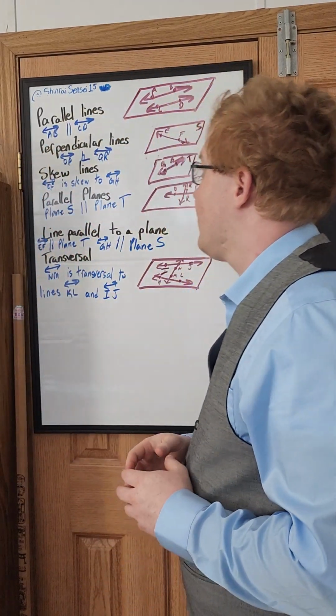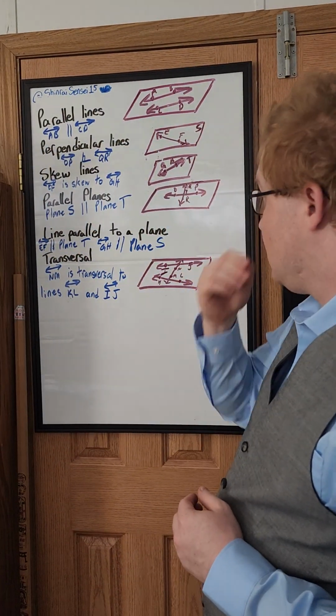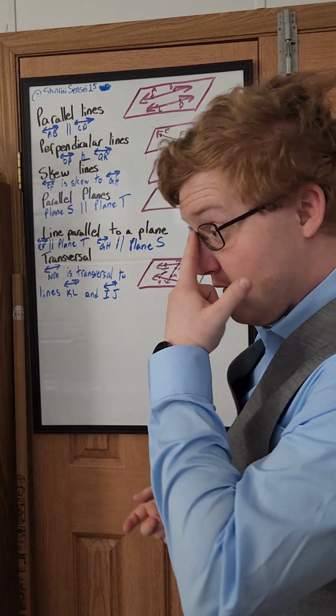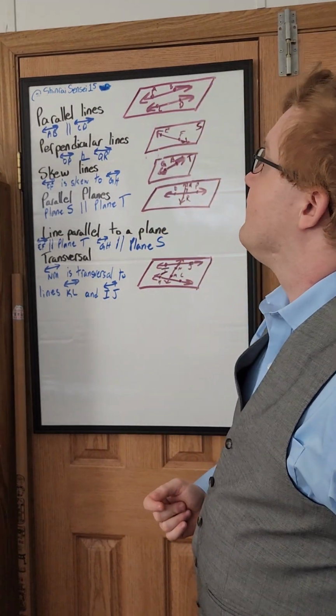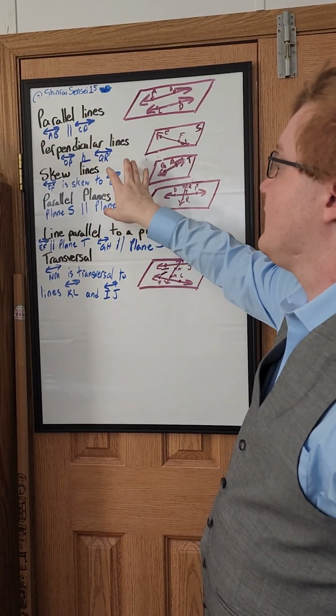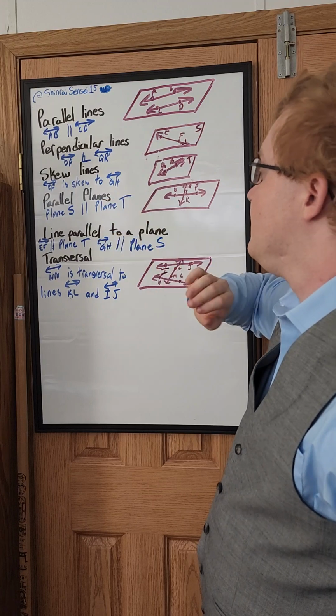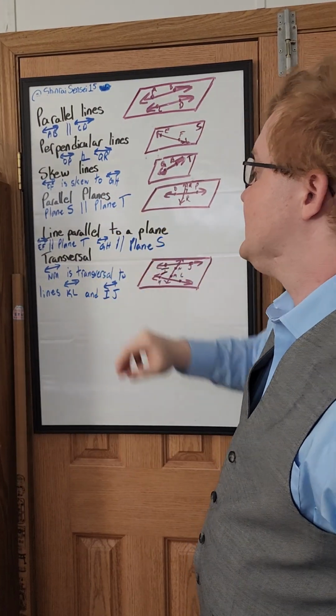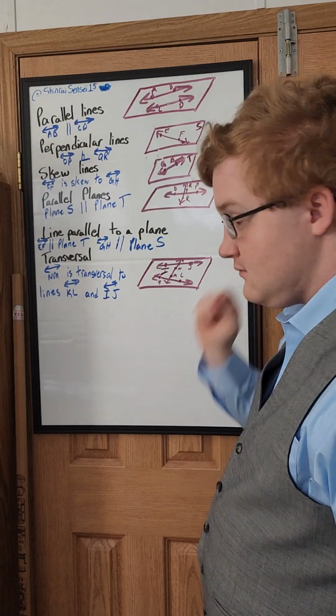And today we're going to be discussing a few different kinds of lines as well as planes and the relationships between lines and planes, right? Now you have parallel lines and perpendicular lines we've already covered, but we'll be introducing you to skew lines, parallel planes, lines parallel to a plane, and transversal lines, right?